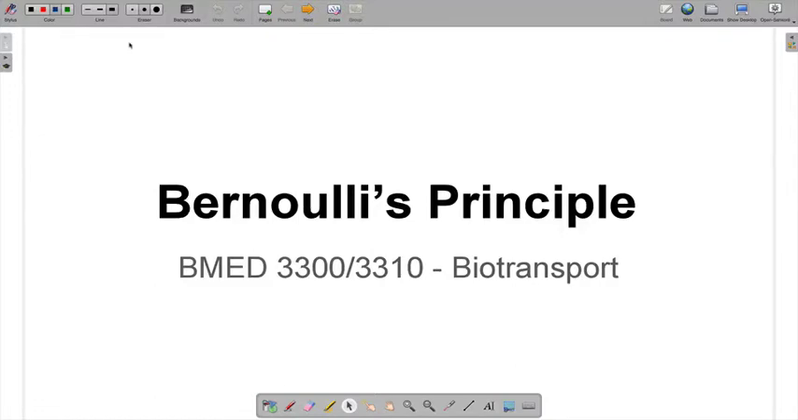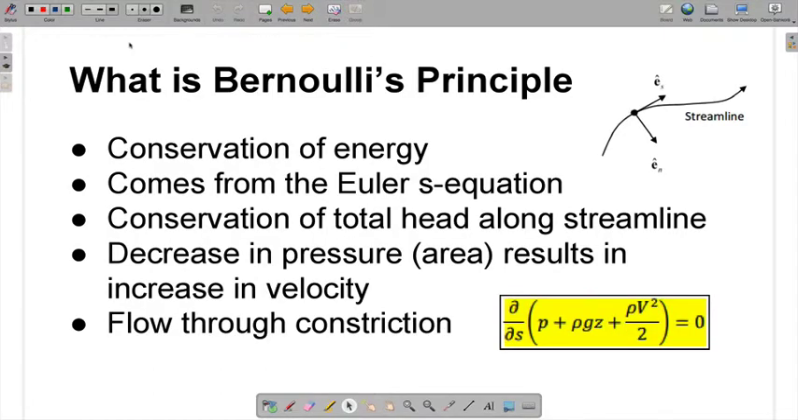In this video, we're going to talk about Bernoulli's principle, and this is a pretty important concept in the biotransport class. So what is Bernoulli's principle about? Bernoulli's principle relates to the conservation of energy, and it comes from the Euler S equation, and we can see this S equation down below.